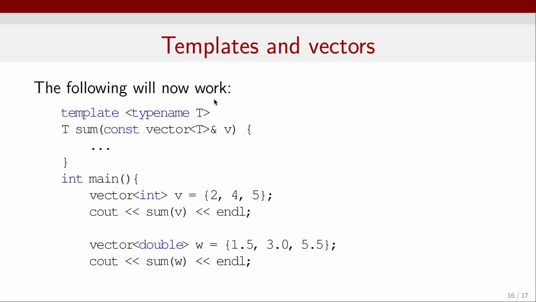So the following will now work. We have declared this template function sum as shown here, and the remainder of the code is in our main function. We can call the function for a vector of integers v, and we can also call it for a vector of doubles w, and then calculate the sum in both cases, and in both cases we will get the correct result without round-off errors and without doubles getting rounded to integers and so on.